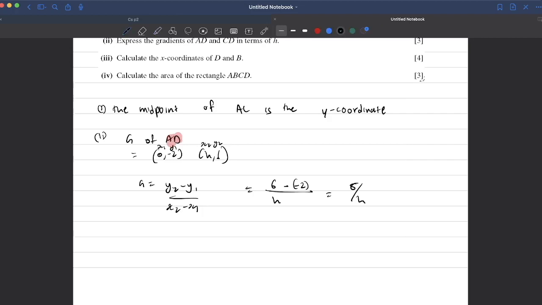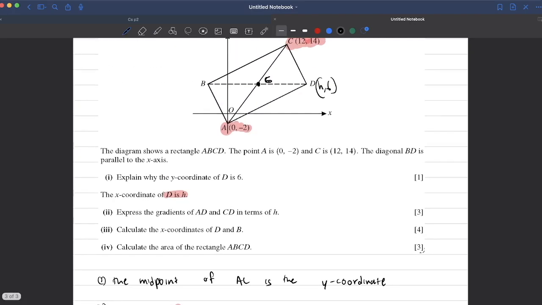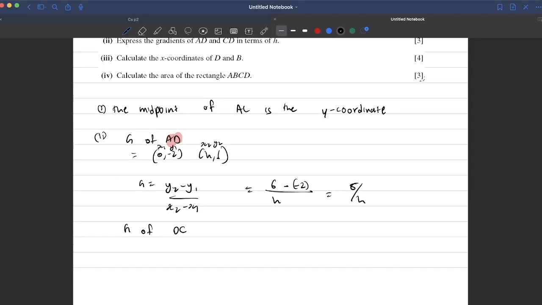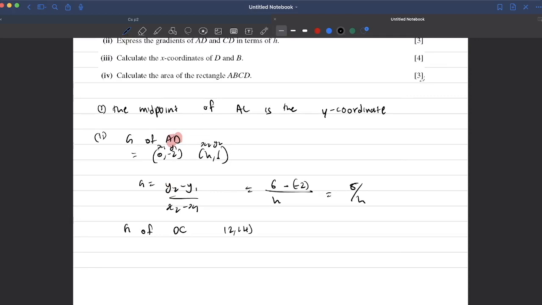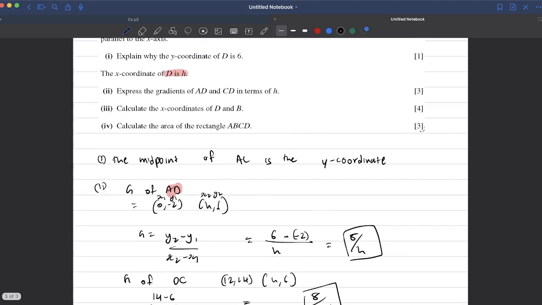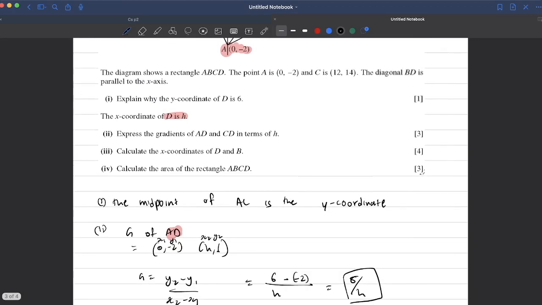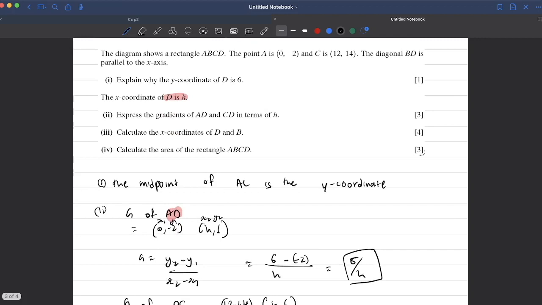Now let's find the gradient of the next one, which is DC. So let's find the gradient of DC now. What are the two coordinates of DC? Which is 12, 14 and h and 6. So I'm just going to skip a few steps and I'm going to just get the answer. So 14 minus 6 over 12 minus h. So this will give us 8 over 12 minus h. So this is the gradient in terms of h, right? So that gives us 3 marks right there. The next question now is telling us to calculate the x coordinates of D and B.